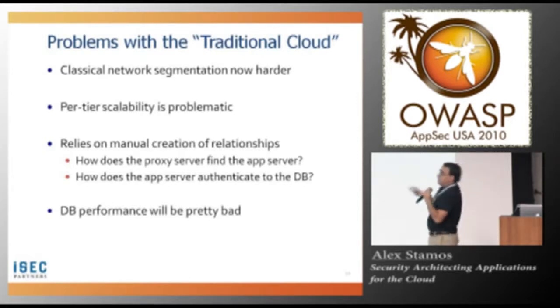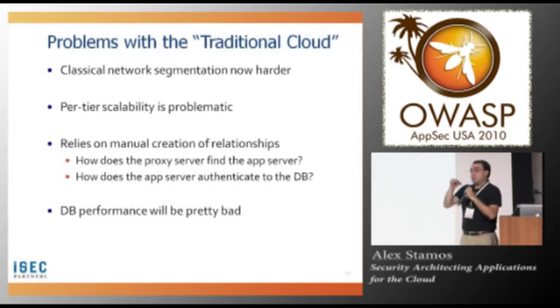The per-tier scalability is problematic because we have to add those access control rules, and we have to add the relationships between the tiers statically. How do you hook an app server up to a database server?